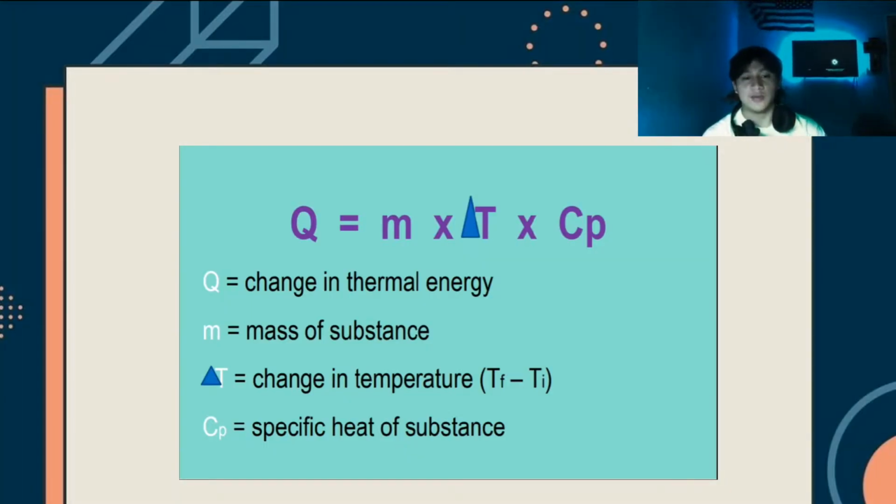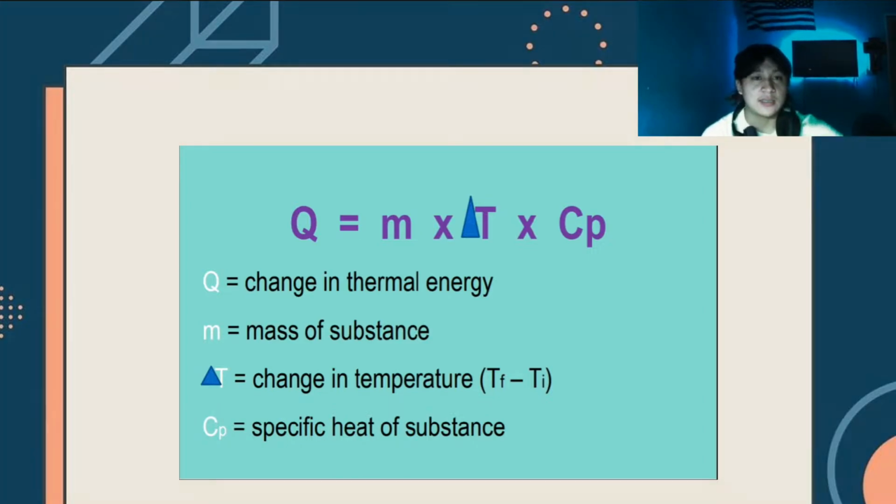Q is equal to m times delta T times Cp. Q is the change in thermal energy, and m is the mass of the substance. Delta T is the change in temperature, Tf minus Ti. Cp is the specific heat of the substance.